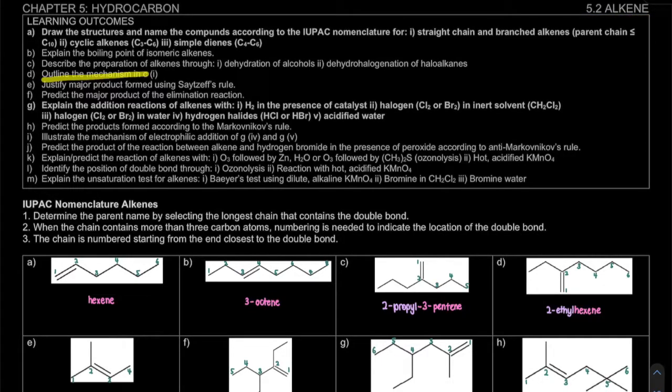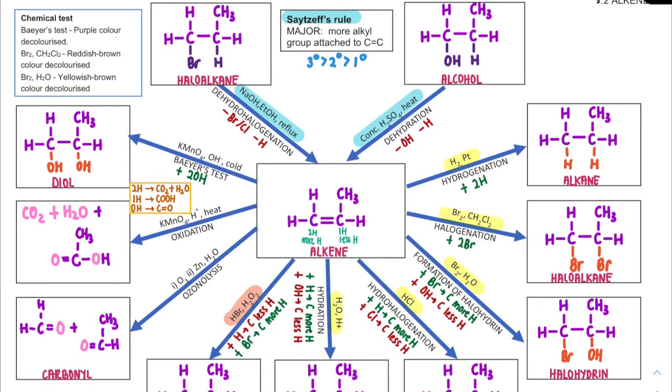In this video for 5.2 Alkene, we will learn to outline the mechanism in dehydration of alcohol. Previously we have learned all of the reactions in alkene. I also discussed it in the video for the mind map, or the summary of alkene. So right now what we're going to learn is the mechanism in 5.2.